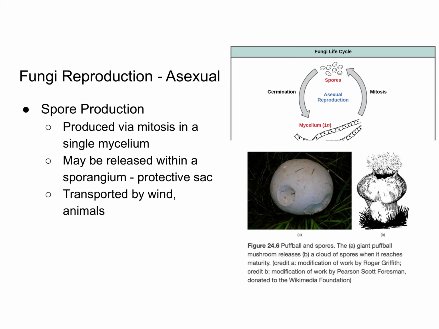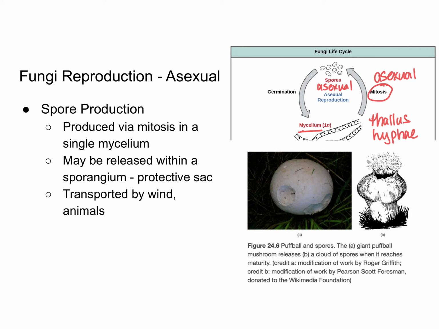Fungi can also reproduce asexually through the production of spores, and more specifically we call these asexual spores. And that's because we're going to talk about sexual spores later on. So during this spore production, you can see that we have this mycelium. And remember, the mycelium, we can also call it the thallus, and it's made up of the hyphae. And so the cells of the mycelium can go through mitosis. Remember, mitosis is a form of asexual reproduction to produce these spores.